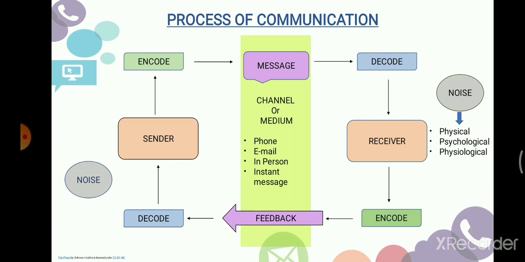Another important aspect of this whole process of communication is that there is something called noise, which is an ever present aspect in the process of communication. There are three kinds of noises. First is a physical noise, a psychological noise, and a physiological noise.